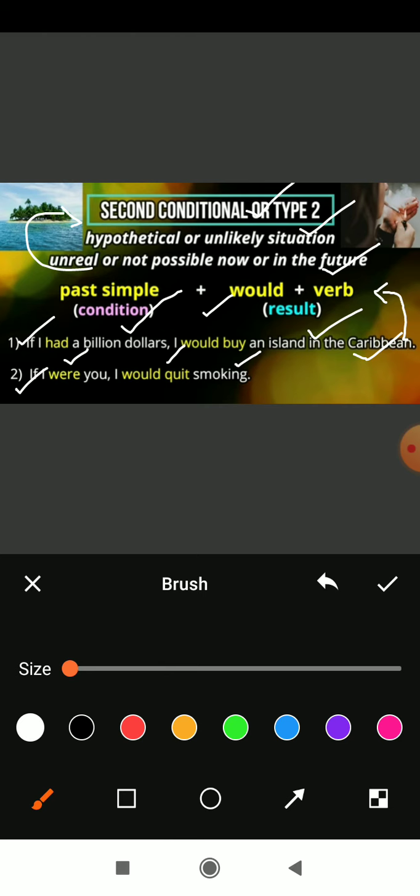So it is never going to happen in the future. So it is all about an assumption, time wasting. That's why this example is taken under the second conditional clause. Now let's discuss another example we have here. Okay, if I were you, I would quit smoking.